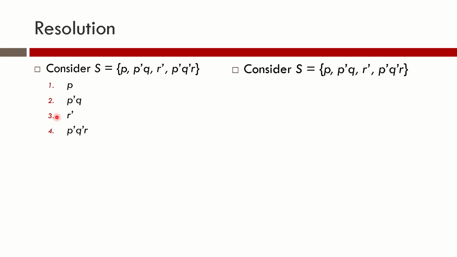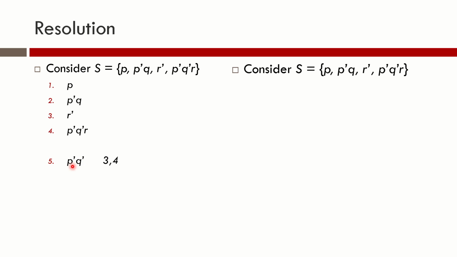To apply the resolution rule, we take any two clashing clauses. Here, clause 3 and clause 4 are clashing clauses, because here you have R and here you have R complement. When you apply the resolution rule, you remove R complement from one and R from the other, and you take the union, and you get P complement Q complement. That is, we have performed resolution on the third and fourth clauses, and you get P complement Q complement.